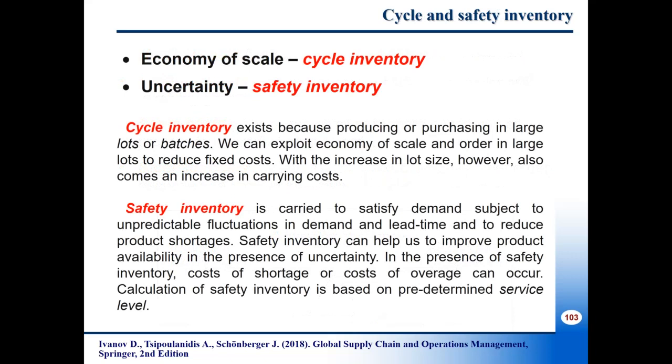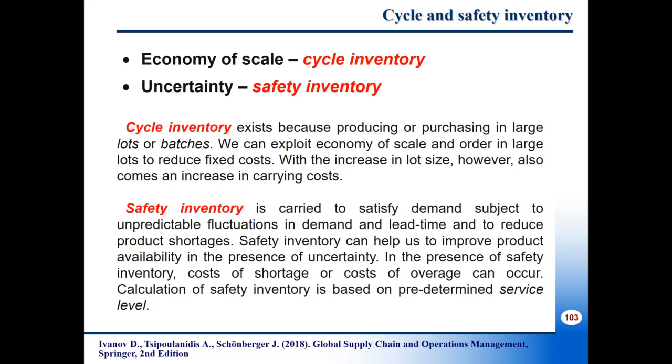According to their functions, inventory is classified into cycle and safety inventory. The goal of cycle inventory is to achieve economy of scale, and of safety inventory to hedge against demand uncertainty. Cycle inventory exists because of producing or purchasing in large lots or batches. We can exploit economy of scale and order in large lots to reduce fixed cost. With the increase in lot size, however, also comes an increase in carrying cost.